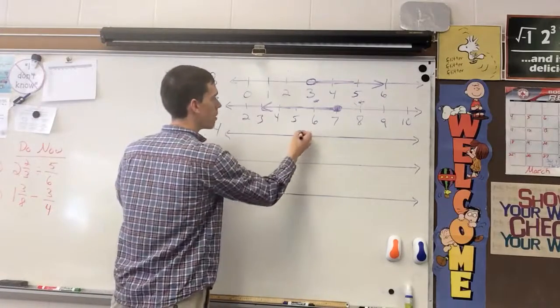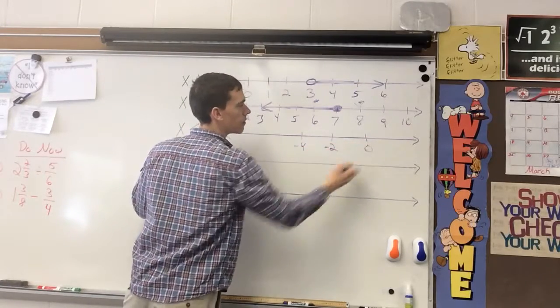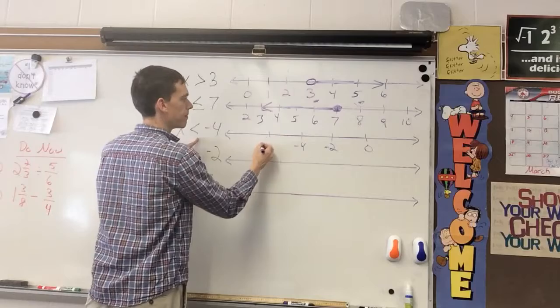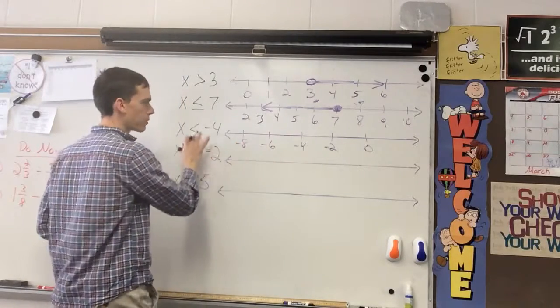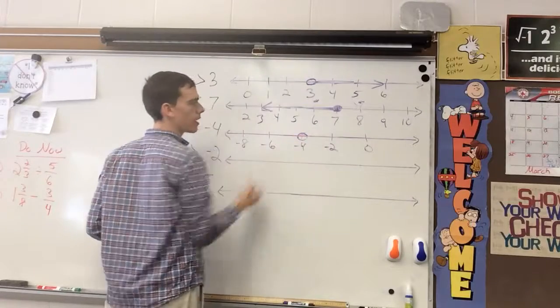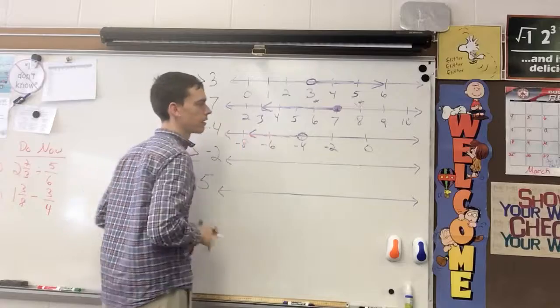X is less than -4. My scale's 2 this time. And again, I'll have to fill them all in. That's fine. I'm counting by 2's. X is less than -4. I'm at -4. It's less than. It's going left.